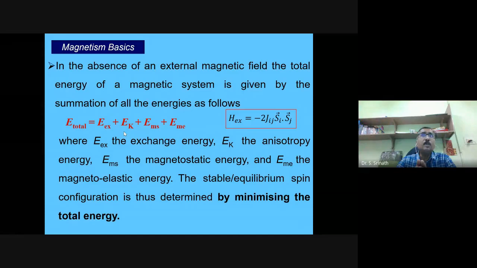We do have domains, but domains are not random. Domains do point along the easy axis of magnetization, and these easy axes are dictated by anisotropic energy. So the question is, why do they point along different directions? That's where we started the discussion last week. I'll continue now. There are calculations.